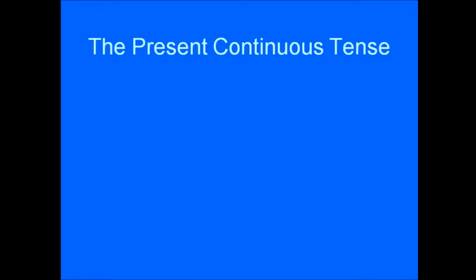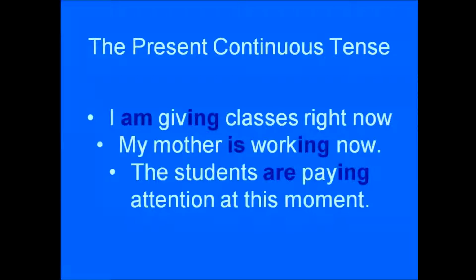Now have a look at some examples using the present continuous tense. For example, I am giving classes right now and my mother is working now. The students are paying attention at this moment. So have a look at the blue words: you can see that to be, is, am, are, plus verb followed by ing.